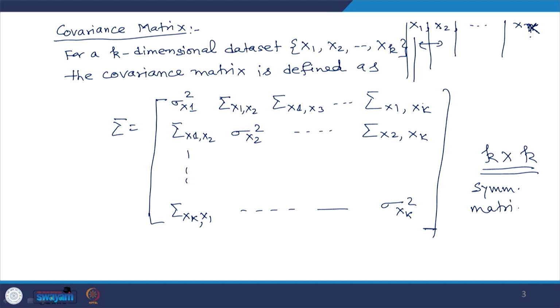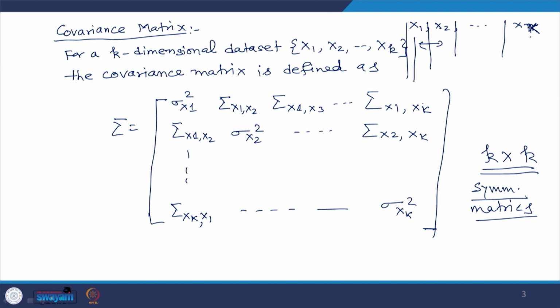And if it is a symmetric matrix, it will have real eigenvalues, and you will always have an orthogonal decomposition, meaning you can have orthogonal eigenvectors of this matrix. So, this is the covariance matrix.